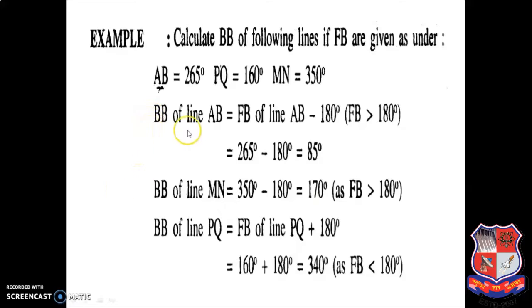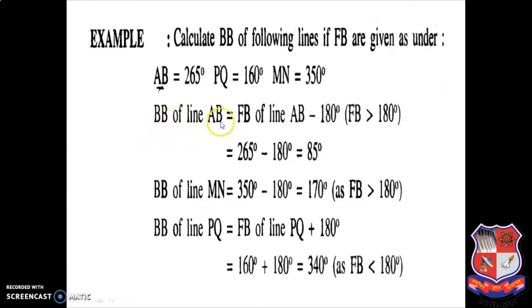Now here one example is given. Calculate the back bearing of the lines if the fore bearings are given. Line AB is given as 265 degrees, PQ is given as 160 degrees, MN is given as 350 degrees, and these are all fore bearing readings. You have to calculate the back bearing of all these lines. These readings are in which system? WCB system. So we have to remember the first formula.